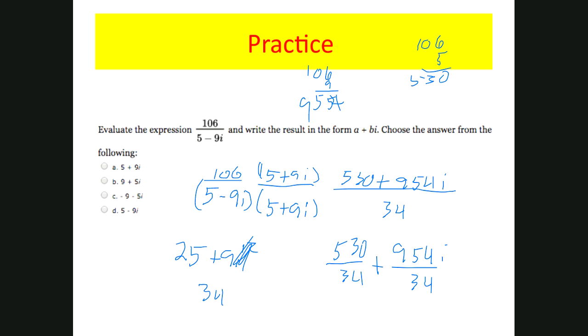Oh, 9 times 9. Bummer. That should have been negative 81 i squared, which becomes positive 81. So this should be 25 plus 81. Sorry about that. Thank goodness for my calculator. So the bottom should be 106. I apologize. So 530 divided by 106 is 5, plus 954i divided by 106. That's 9, isn't it? So 9i. My answer should be 5 plus 9i. Oh yeah, got it. Excellent. Thank goodness for calculators.